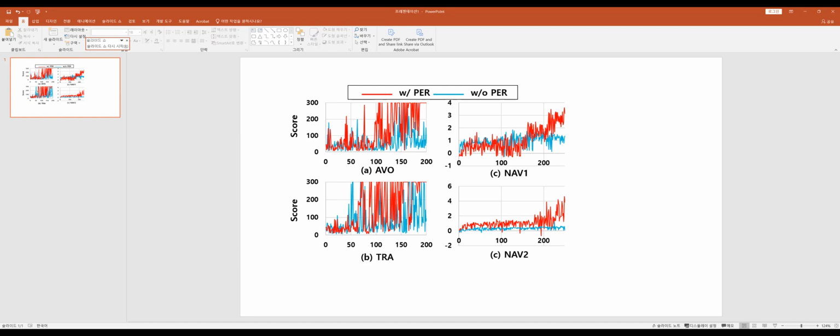I think this graph compares the results with the prioritized experience replay and without it. The prioritized replay makes the learning really stable and quite fast.